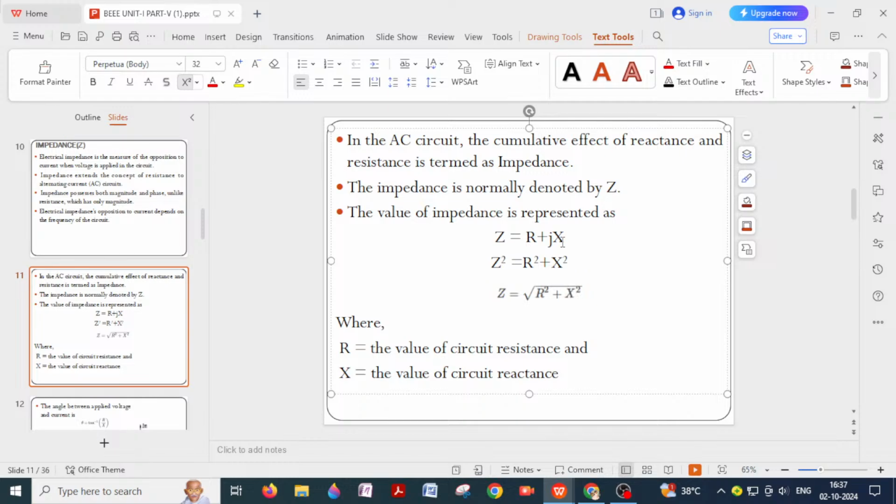Let us assume Z is making an angle of theta with respect to R. What is this dotted line length? It is nothing but the X value. So this length is X, and this length is R. So you can consider this right angle triangle.